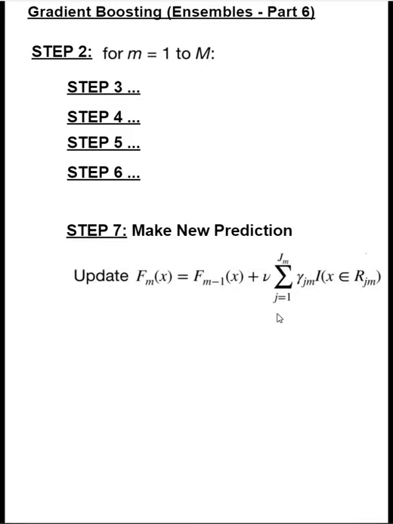Finally, this loop keeps going from step 3 to step 7 for all the m values that we have configured. Once that is complete, the model that comes out, fm of x, is the final model, the last formulated ensemble model that will be given as the output for the gradient boosted tree.